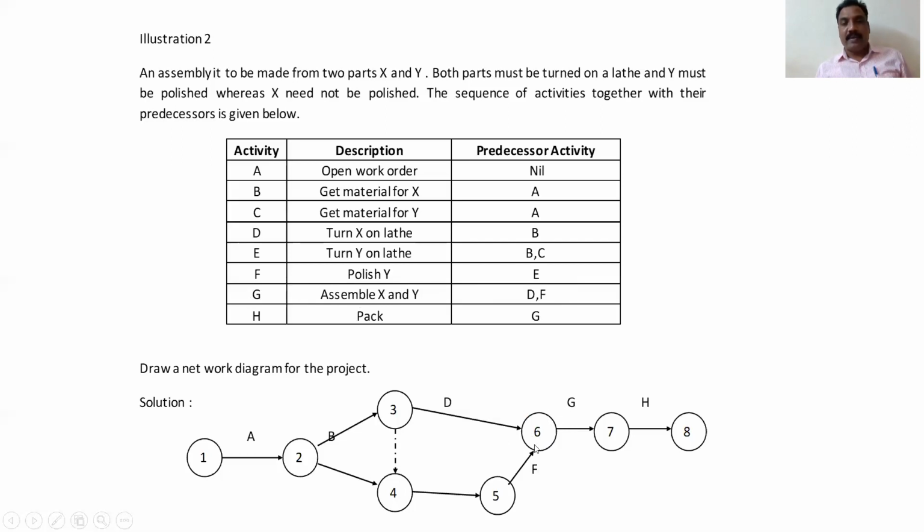Otherwise, we cannot make this. Why? G is preceded by D and F both. So this is a common one. D and F. So G is preceded by D and F. Separately, we cannot take. We should join these two.